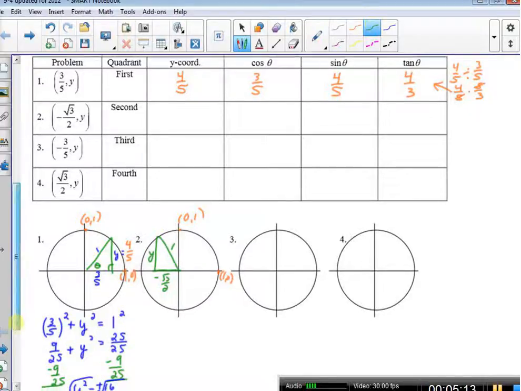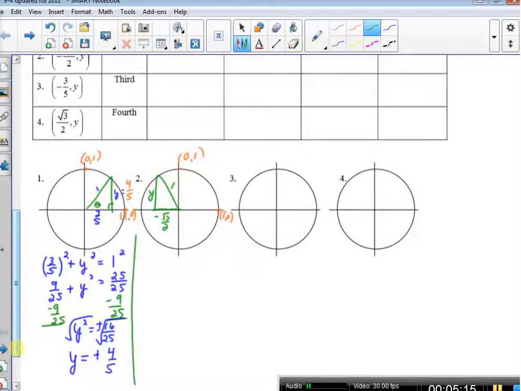So I'm going to do the same exact thing. I'm going to go with (negative radical 3 over 2) squared plus y squared equals 1 squared. So negative radical 3 over 2 times negative radical 3 over 2 is positive 3 over 4. Radical 3 times radical 3 is 3. 2 times 2 is 4. Plus y squared equals 1. And I'm going to make this one 4/4 because, again, I'm subtracting 3/4. So I get y squared equals 1/4.